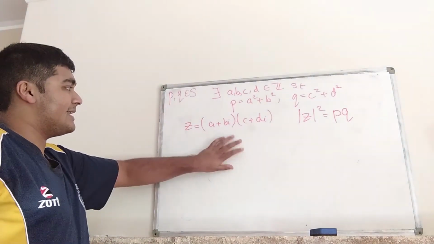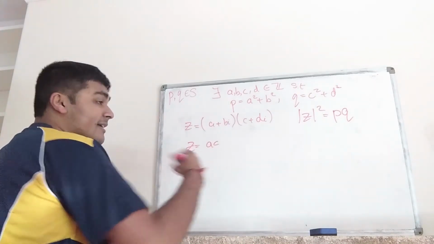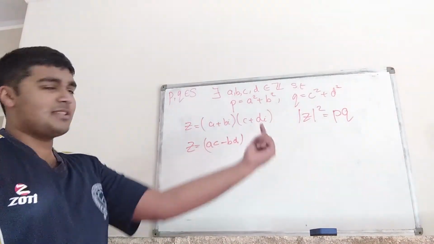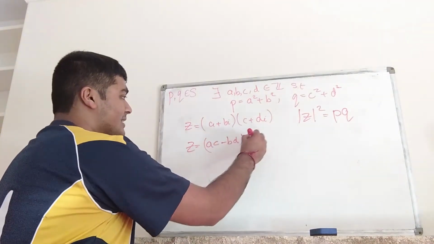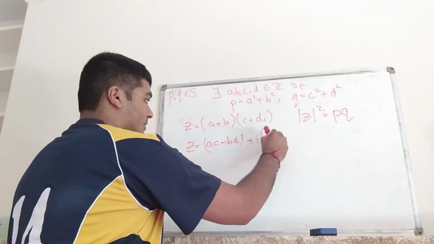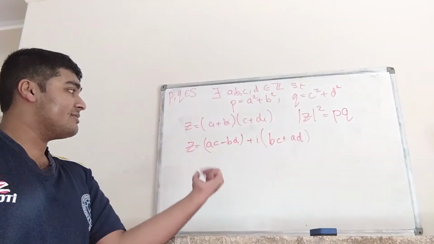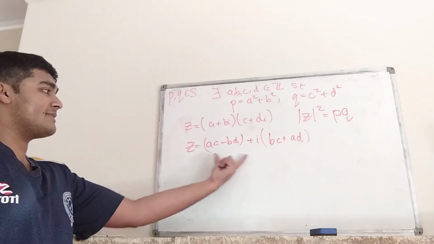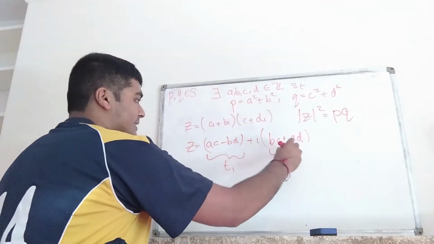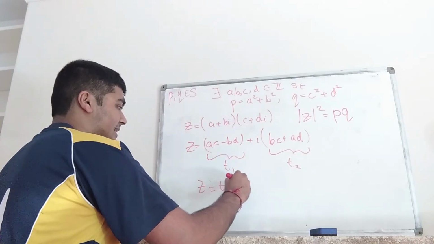Now let's do it another way by expanding this thing out. So Z is going to be equal to AC minus BD, and remember we're subtracting BD because we've got an i times an i, so we get a minus 1 there. Then plus i times our imaginary part, and our imaginary part is BC plus AD. So we've just expanded out Z. Now, the magnitude of Z squared is going to be precisely the real part squared plus the imaginary part squared. Let's call this thing T1, and this thing T2. So Z is equal to T1 plus iT2.